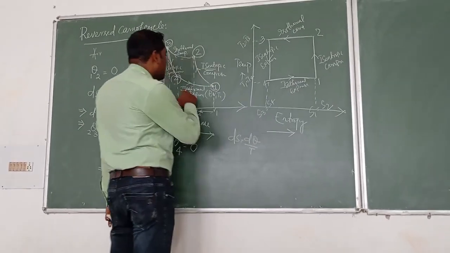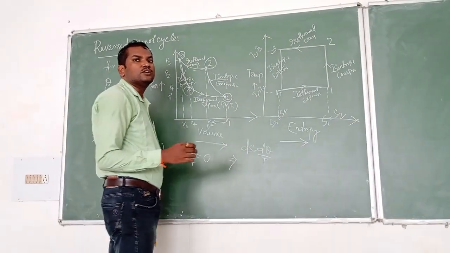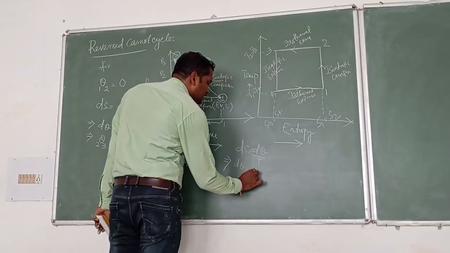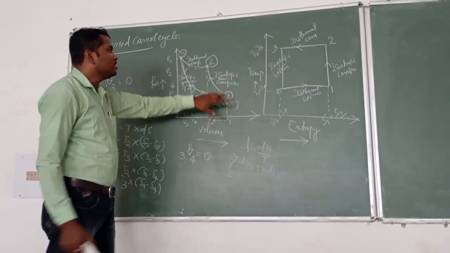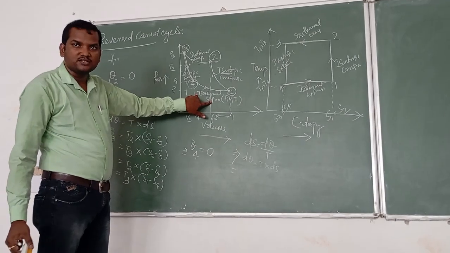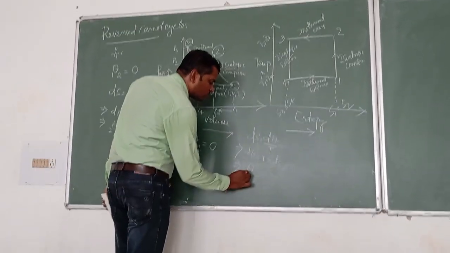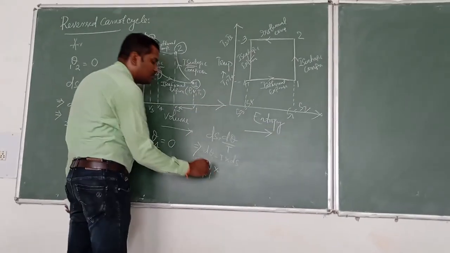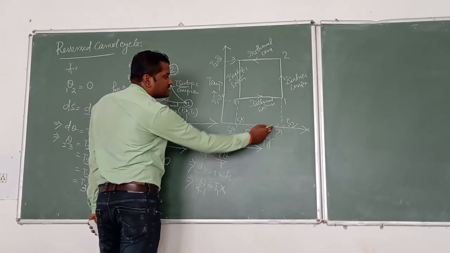Since it is an isothermal process, our aim is to find out the amount of heat transfer. dq is equal to T into ds. Here we can consider the 4 to 1 process. That is Q4 to 1 into T, in place of T we can write T1 and T4, T1 into ds, change in entropy.